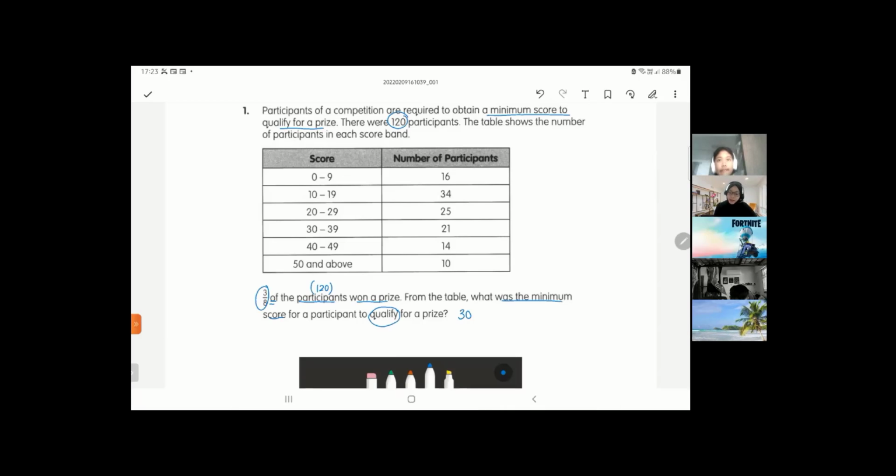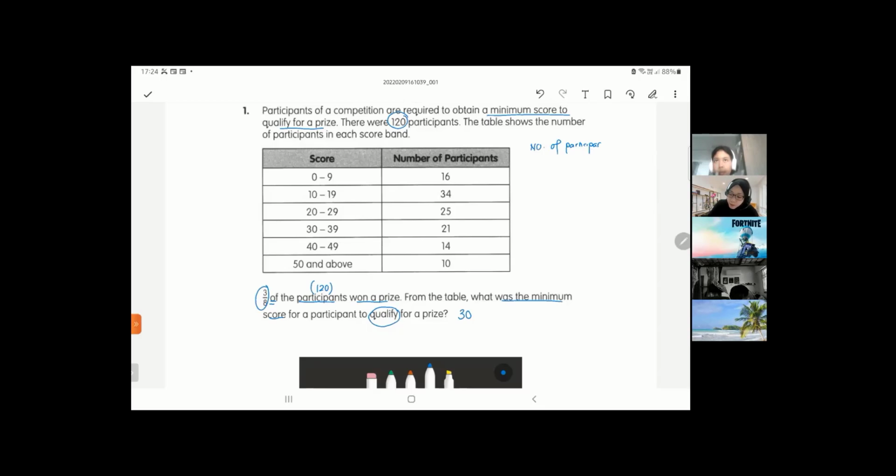From the table, what was the minimum score for a participant to qualify for a prize? Okay, now we need to find out the number of participants who won the prize first. I know they say 3/8 of the participants.